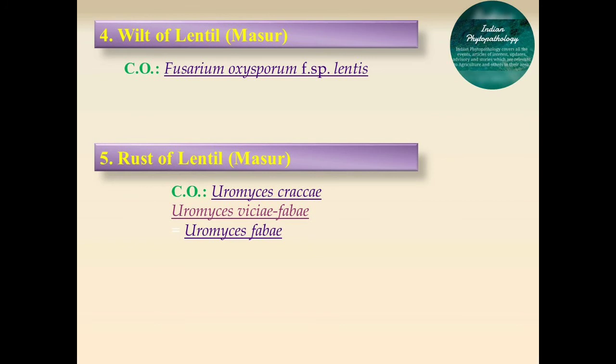For management of this disease, we have to use disease-free seeds, follow crop rotation to break the life cycle of the pathogen. Intercropping should be done with wheat, barley and mustard. Seed treatment should be done as we have seen in the earlier slide. Similarly, you can also spray chemicals like mancozeb or bavistin at the rate of 2 gram per liter. In that way, we can control this rust of lentil in a very effective manner.